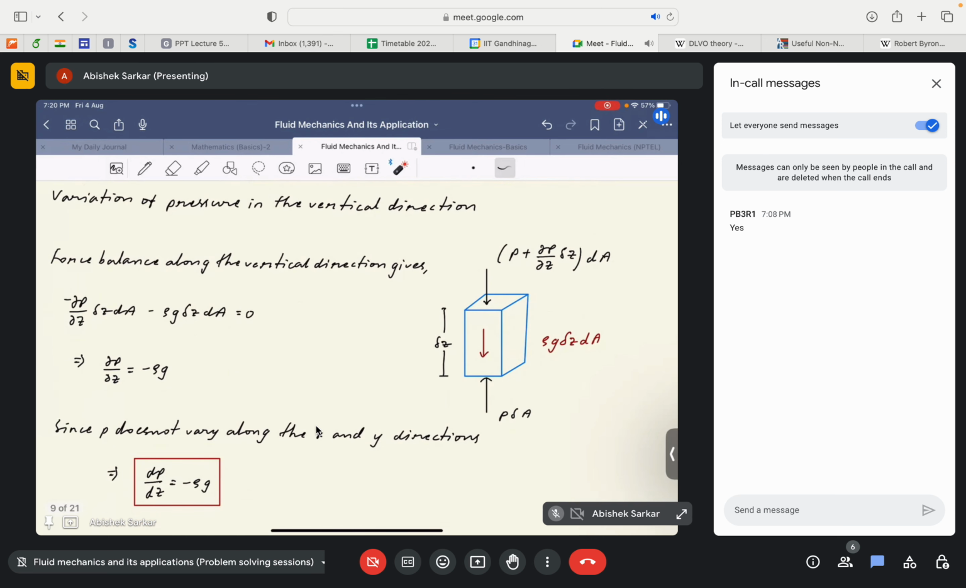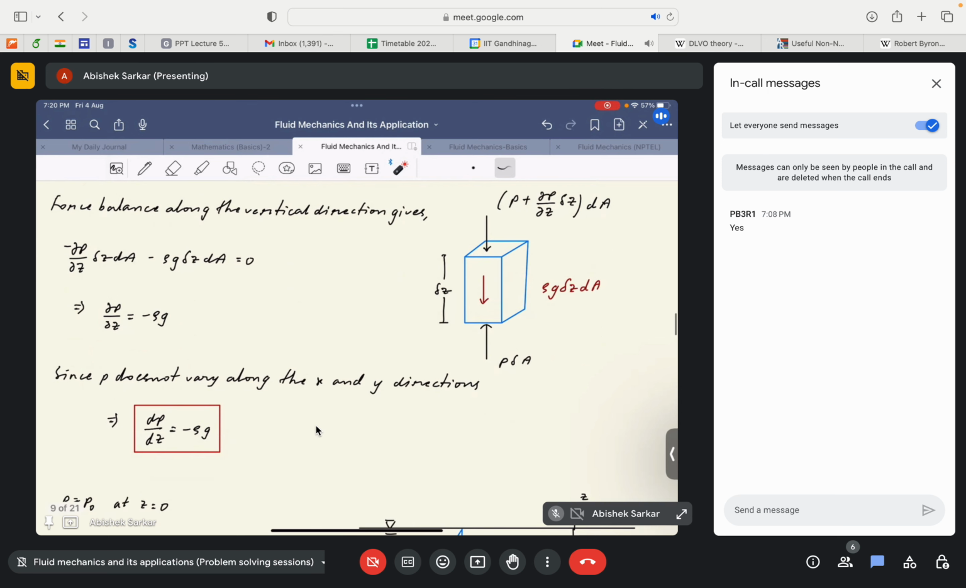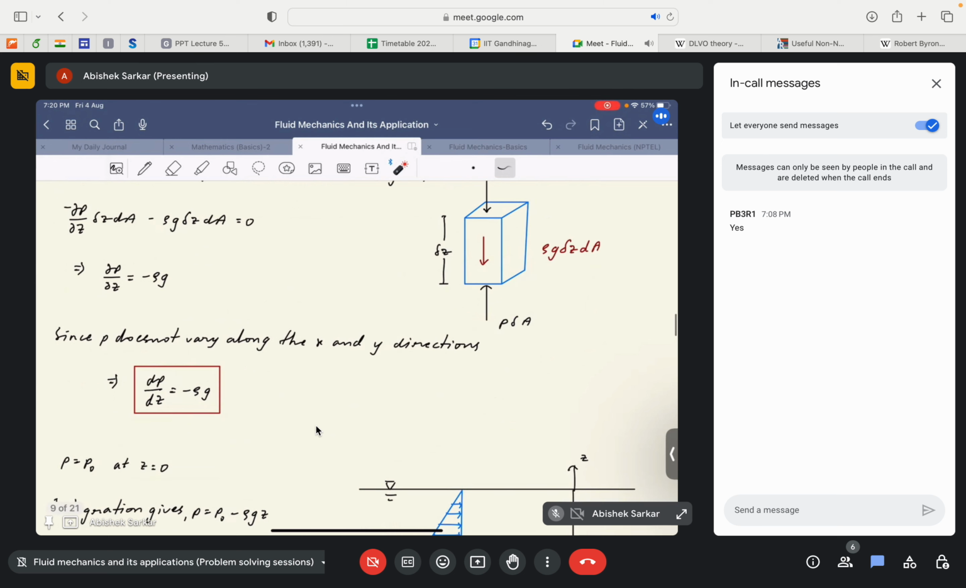Now we do the force balance along the z direction, because the force balance along the y direction will be similar to that of the x direction, right? So by doing force balance, we obtain an expression given by ∂p/∂z equal to minus rho g. So this expression is also known as the hydrostatic law. It basically tells us that the pressure gradient along the z direction is a constant, which is equal to the negative of the product of the density and the acceleration due to gravity, assuming that the acceleration of gravity is taken to be a constant, right?